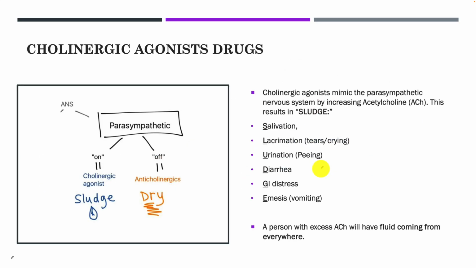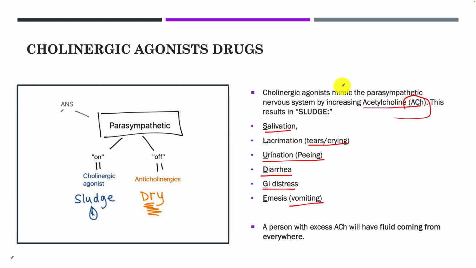So when we talk about these agonists, things that are going to accelerate the parasympathetic nervous system by increasing acetylcholine, that is going to do things like increase salivation. We'll have more tear formation. We could have more urination. We could have an increase in diarrhea. We could have GI distress. We could have vomiting.